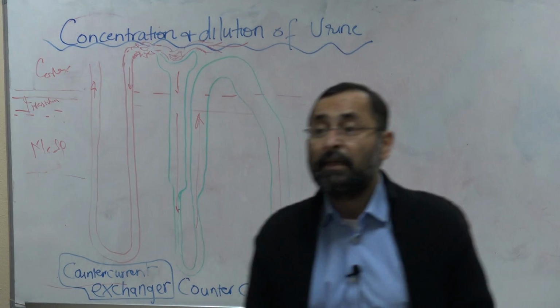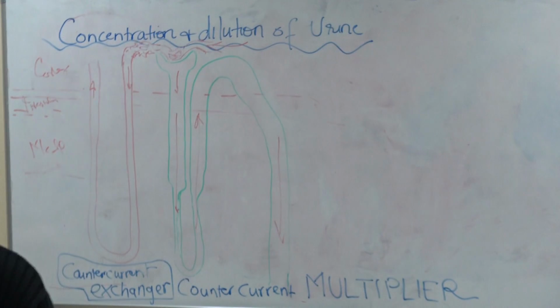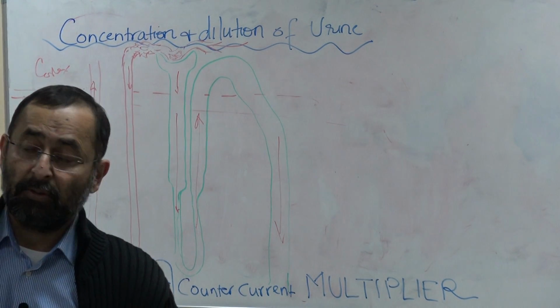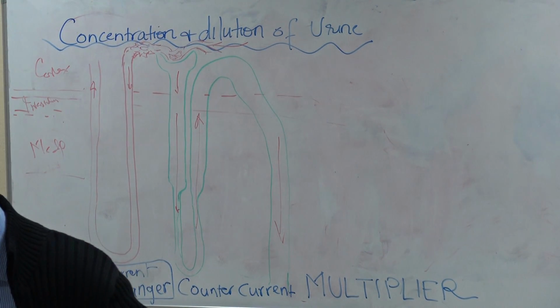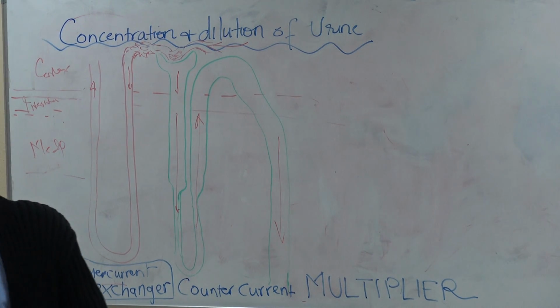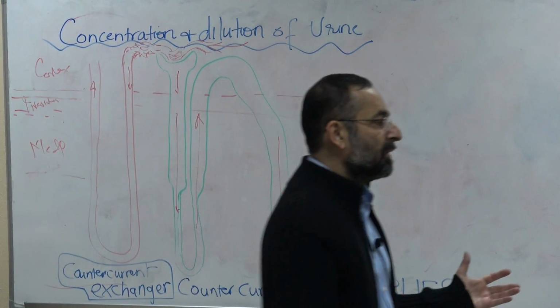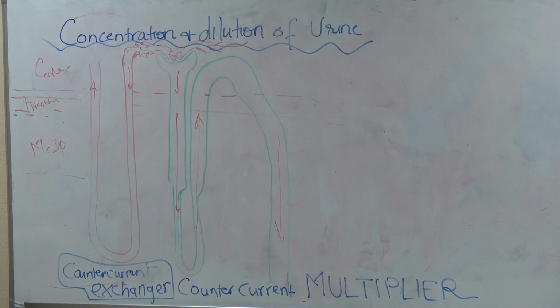This mechanism is called the counter current mechanism, which has 2 parts. You've got to know the parts. It's multiplier and it's exchanger, okay? And this is how we maintain the concentration of urine, okay?